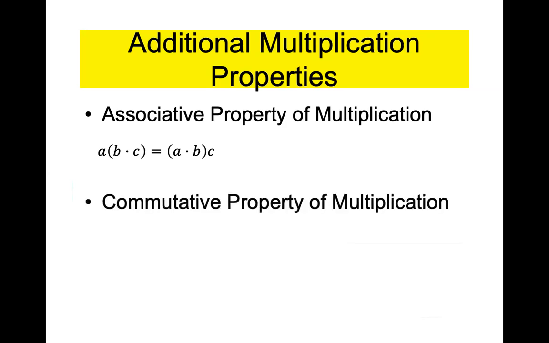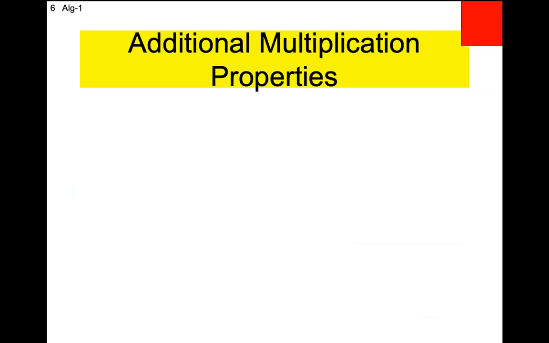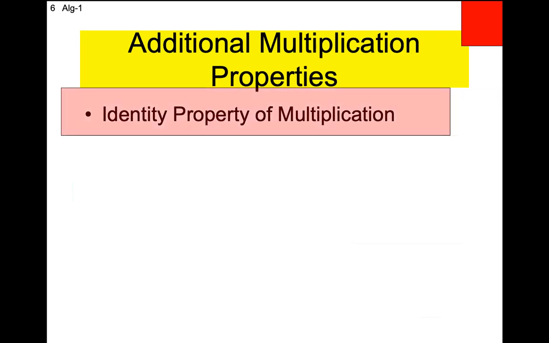We've already had the commutative. The commutative is when the order does change. Check it out. It goes AB on the left, then it goes BA on the right. The order changes. These are your additional properties. Box 6 has 3 boxes. The first one is called the identity property.